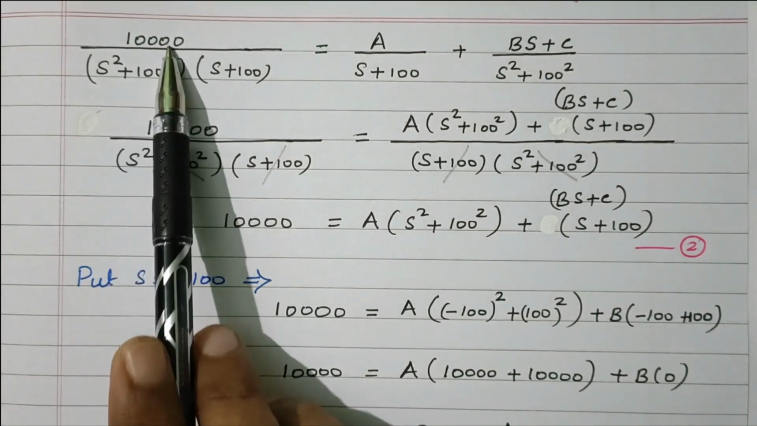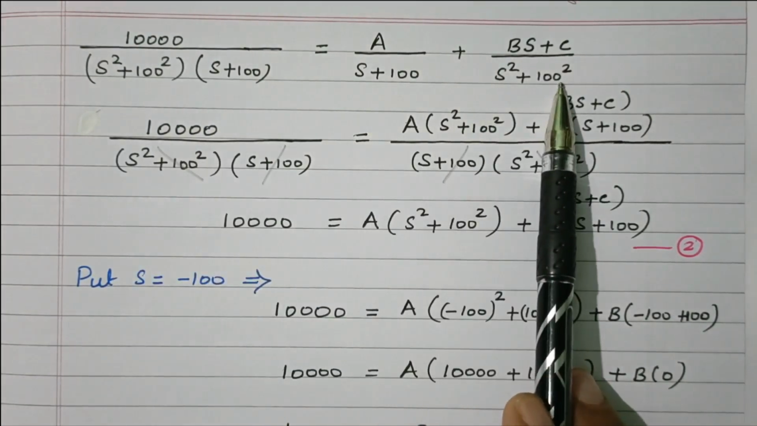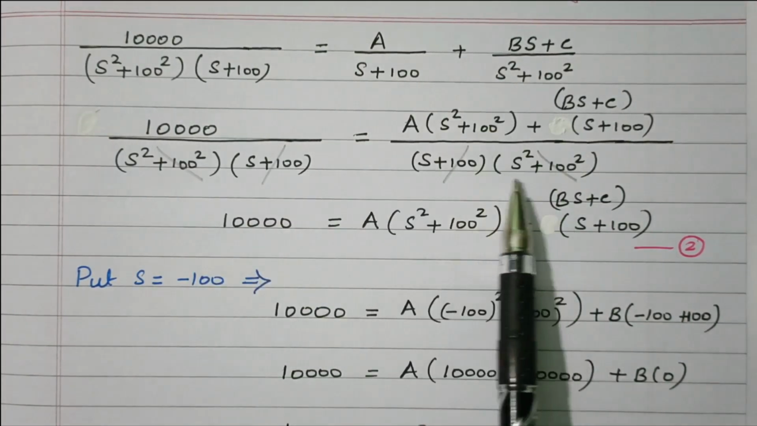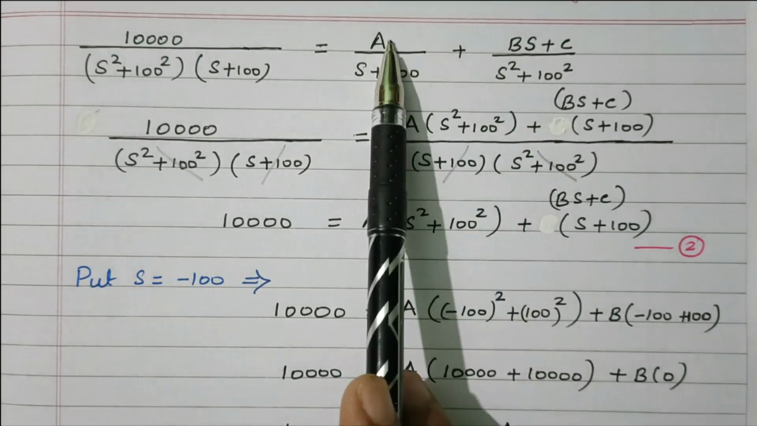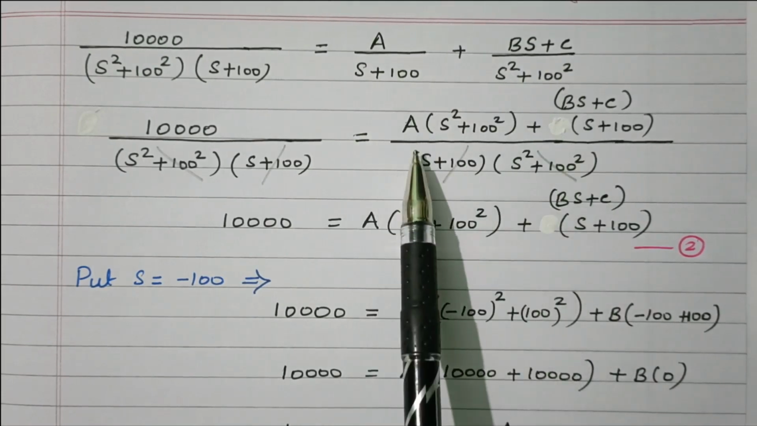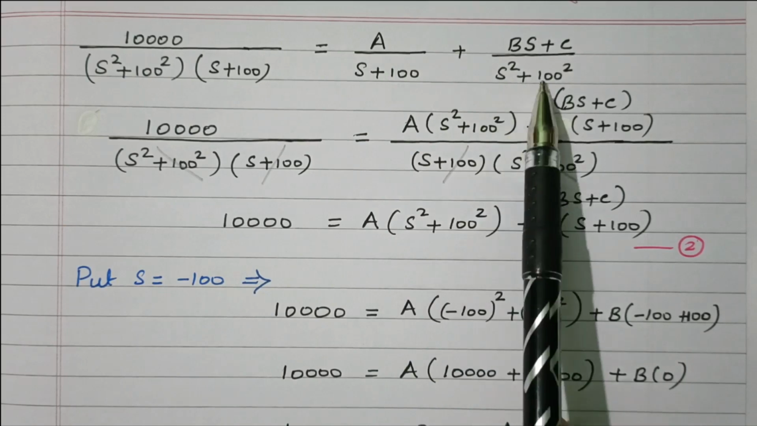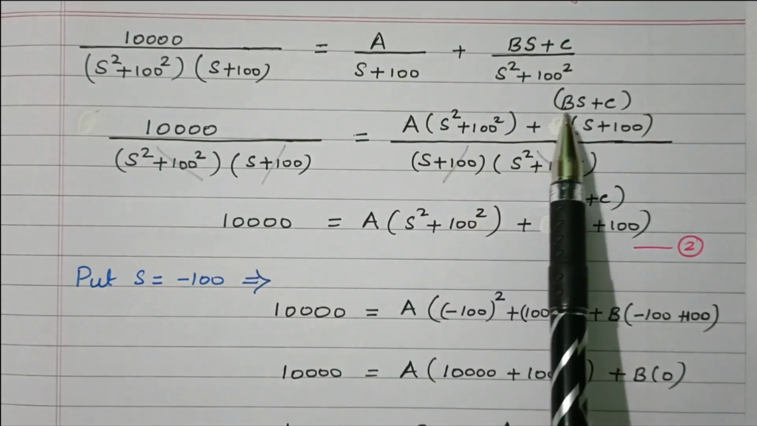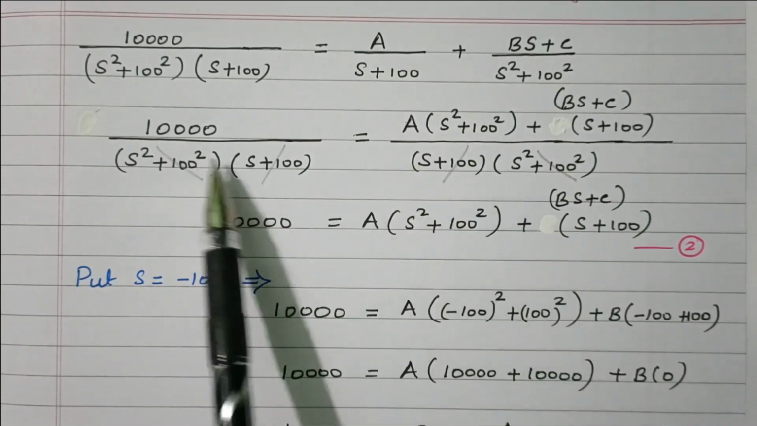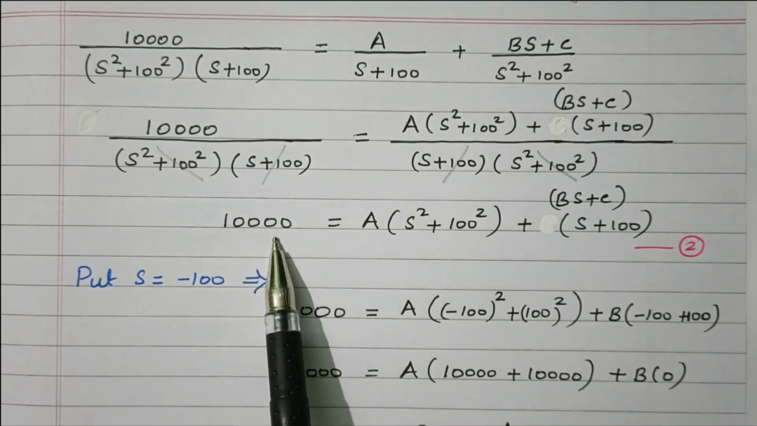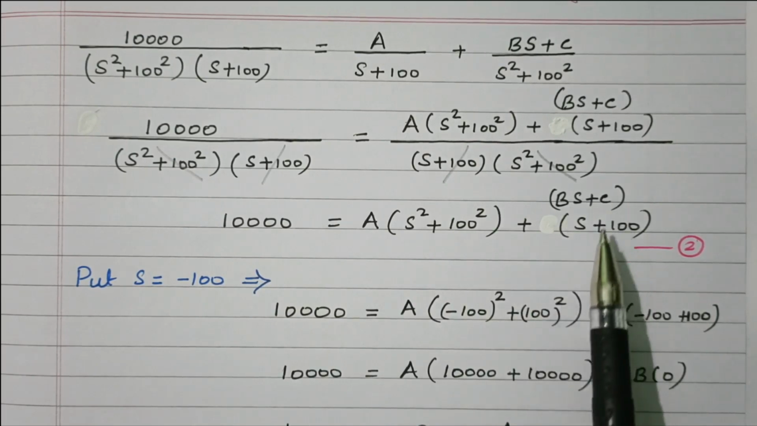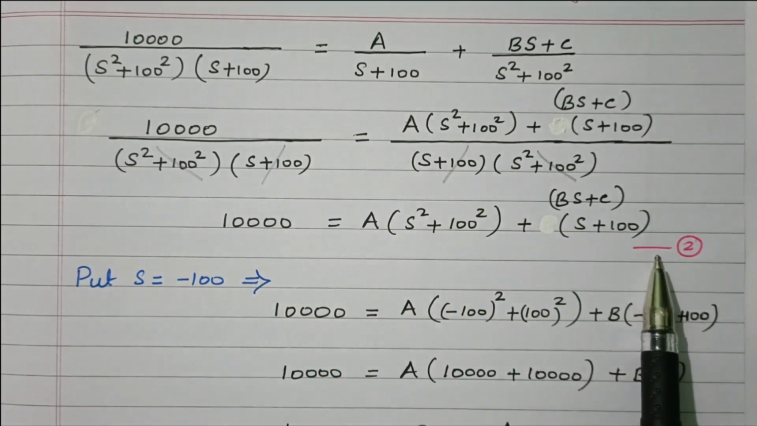So this is equation 1 written in the partial fraction technique. So both are same. Now we'll take the LCM on both sides. This term is multiplied with a. This term is multiplied with bs plus c, because here only one term is available. So a into (s square plus 100 square) plus (bs plus c) into (s plus 100). Now these two terms are available on both sides, so they are cancelled. So 10,000 equal to a(s square plus 100 square) plus (bs plus c)(s plus 100). I will take this as equation number 2.